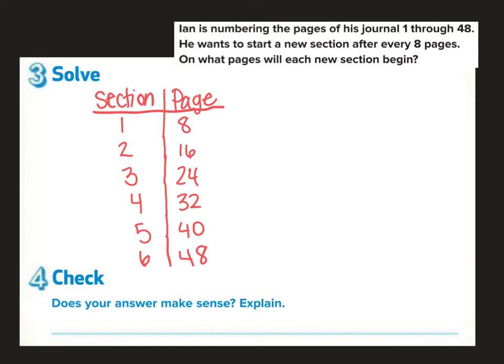Here was what I did for my organized list. I said these are going to be the new sections, and these are going to be the page numbers. The first new section is on page 8, second is on 16. I wonder if you're noticing any patterns with this. Third is on 24, fourth is on 32, fifth is on 40, sixth is on 48. So we're just counting by 8s, aren't we? Or we're multiplying: 1 times 8 equals 8, 2 times 8 equals 16. So what are the new page numbers? We have them here.